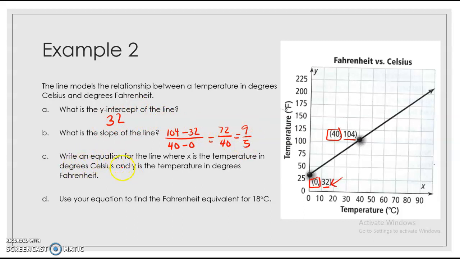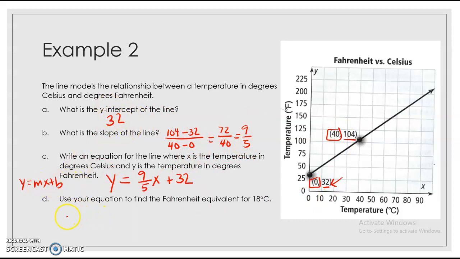Now it's saying write an equation for the line where x is the temperature in degrees Celsius and y is the temperature in degrees Fahrenheit. So y is going to equal my slope, 9/5 x, plus my y-intercept, which is 32. So that is our equation of a line. Again, we're using y equals mx plus b, and I'm just plugging in what I found for my slope and what I found for my y-intercept for the m and the b.